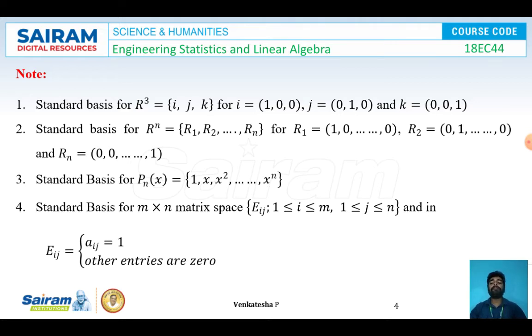The standard basis for P_n(x) is given by 1, x, x squared, and so on up to x^n. The standard basis for the m cross n matrix space is given by E_ij, where 1 is less than or equal to i less than or equal to m, and 1 is less than or equal to j less than or equal to n. In E_ij, the entry a_ij is equal to 1, and it is 0 for all other entries.